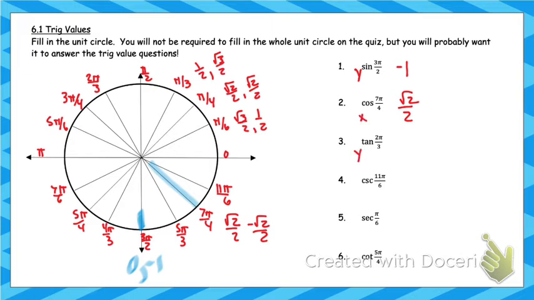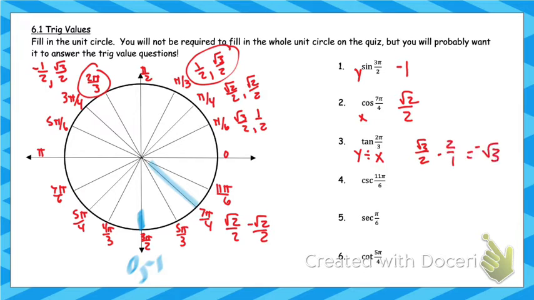Tangent is y divided by x. So I'm going to go to 2 pi over 3. It's going to be the same as the pi over 3s, except the x is negative. So -1/2, √3 over 2. So we're going to do y divided by x. So we're going to flip and multiply, which gives me √3. And it should be a -√3 because it's a negative divided by positive.